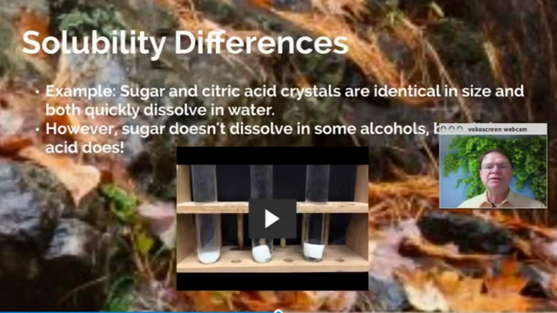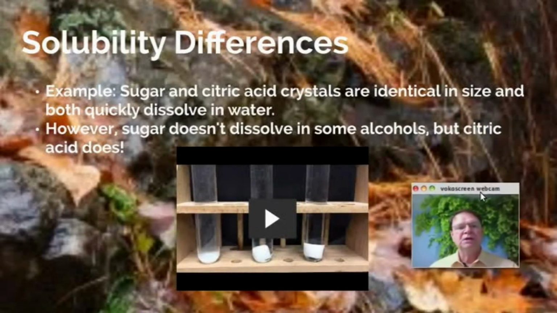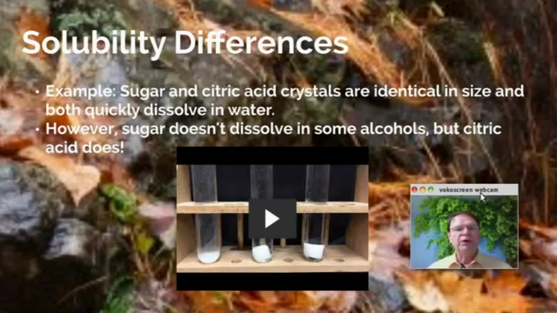And then we move on to solubility differences. There are materials that will both dissolve into the same substance, such as sugar and citric acid. They will dissolve very easily into water, and only one of them is going to dissolve into alcohol. Citric acid dissolves very well into alcohol, and yet sugar doesn't. So we can take advantage of that difference to separate those kinds of materials.